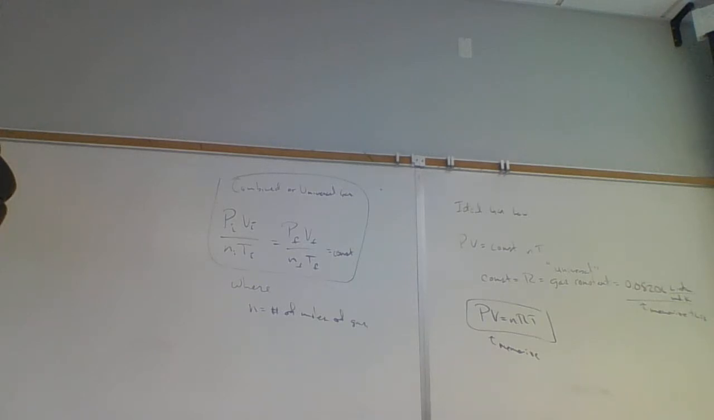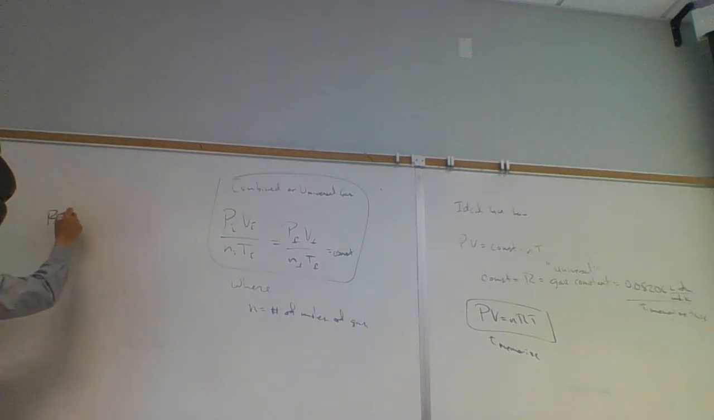The temperature, we cannot use degrees C. We always have to use absolute temperature. We can't use Celsius or Fahrenheit because of the zero issue. So it's going to be 298.15 Kelvin. And so what are we missing? Well, we're missing R.